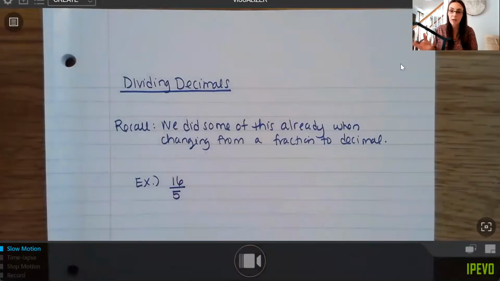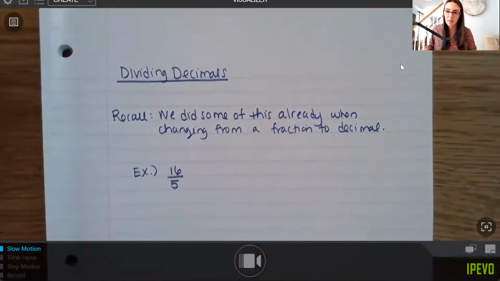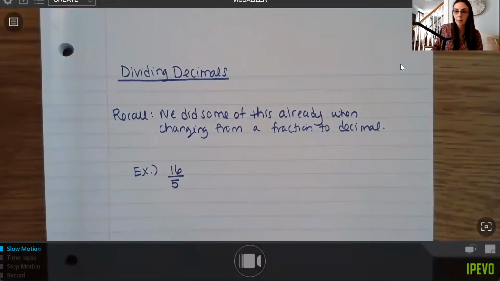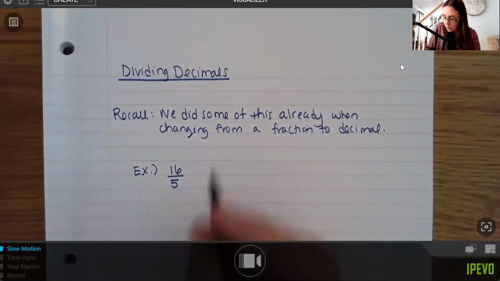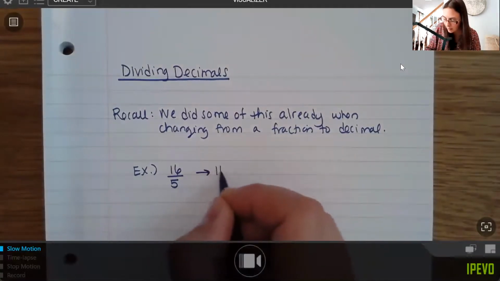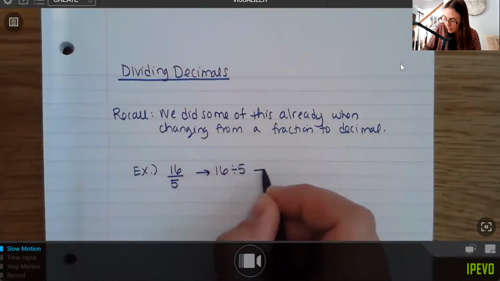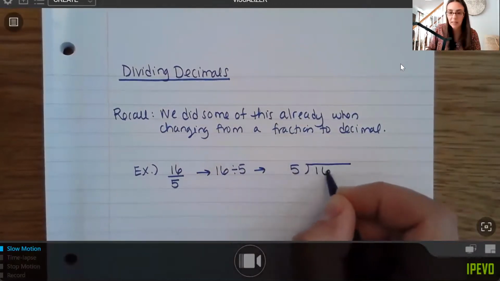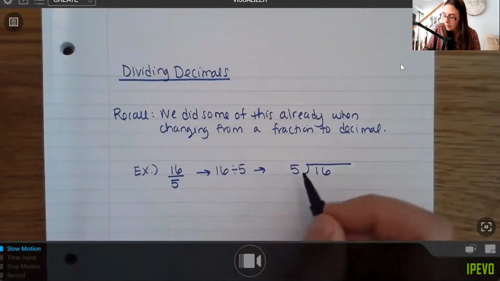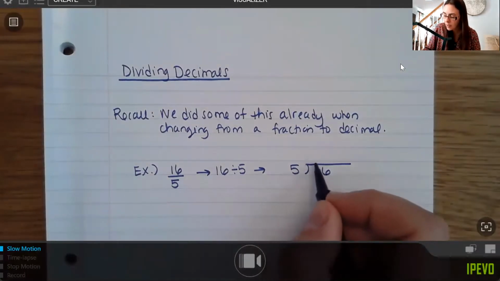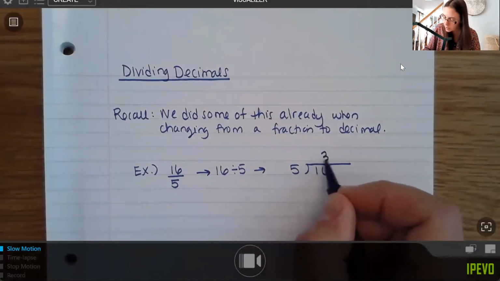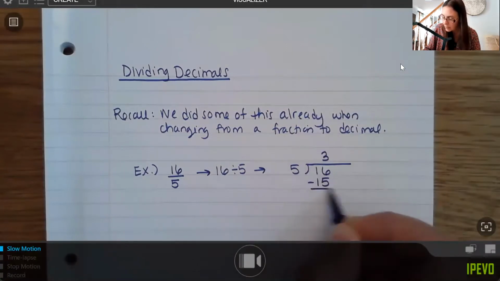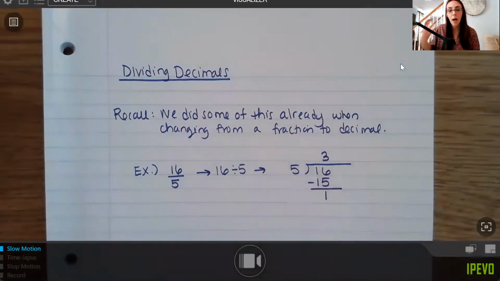16/5. So I have an improper fraction, which is fine, but I can still use the same concept as with mixed numbers and proper fractions. And this was the same thing as 16 divided by 5. So that 5 goes on the outside of your division bar and 16 goes on the inside. Now, 5 does not go into 1, but it does go into 16 3 times, which is 15. And I subtract and get 1. And now the problem doesn't finish.